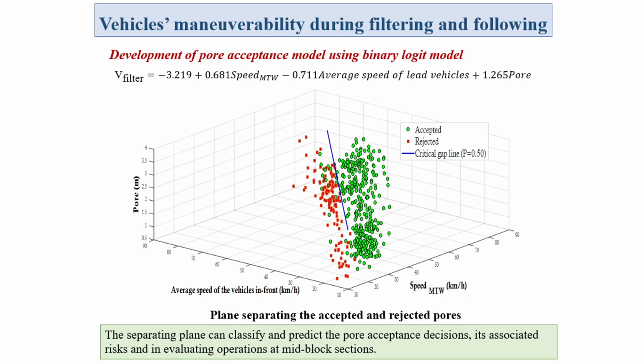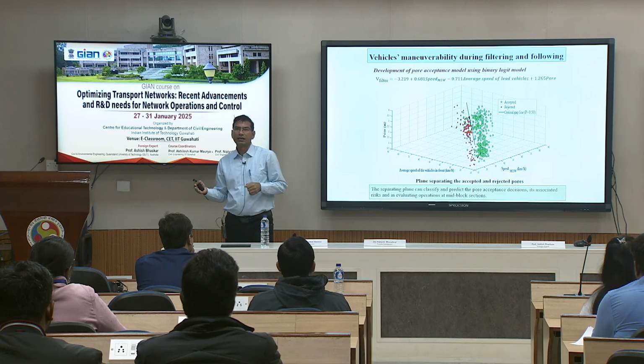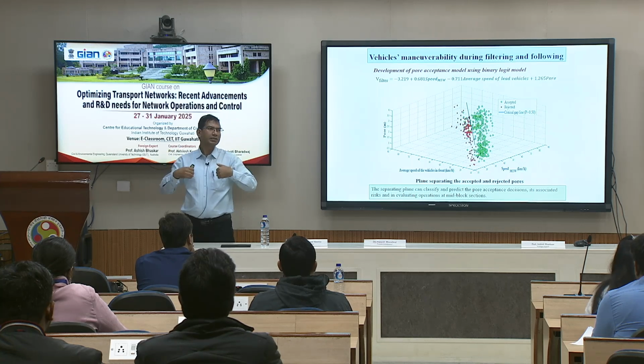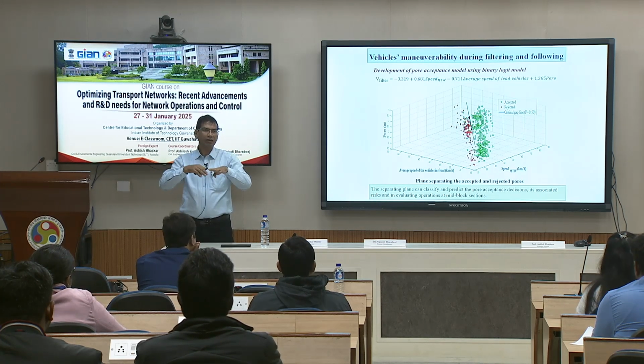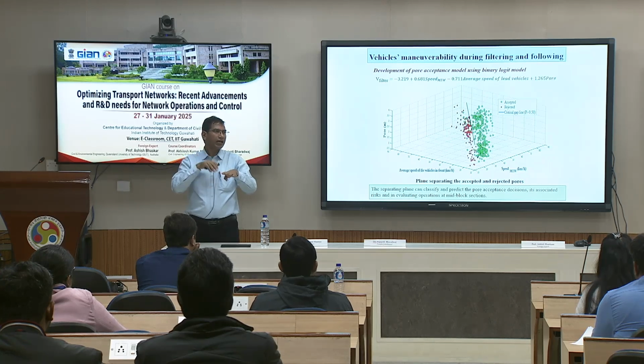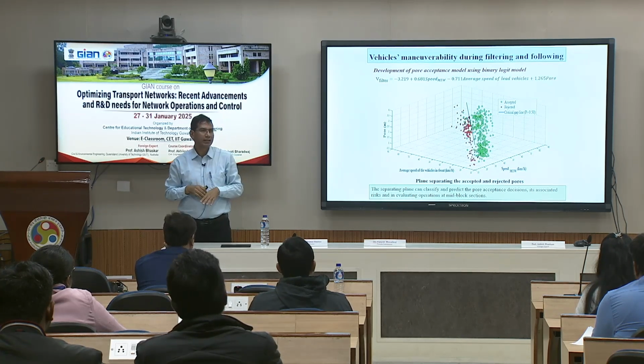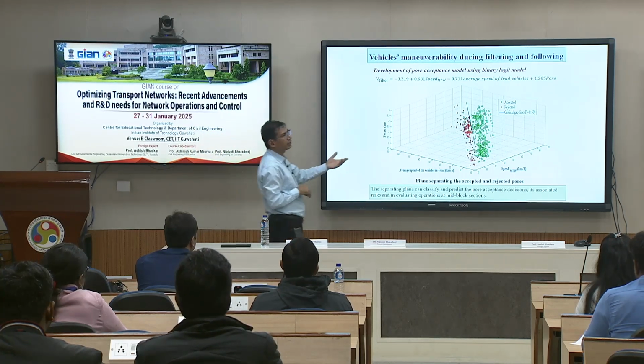Once you get all this data, how many, what kind of gap got accepted and what kind of gap got rejected, then you can make your own decision model. If you want to develop a simulation model, every time there might be 2 vehicles, you need to tell them whether to overtake or filter between the vehicles or not. For that decision you need this kind of model.